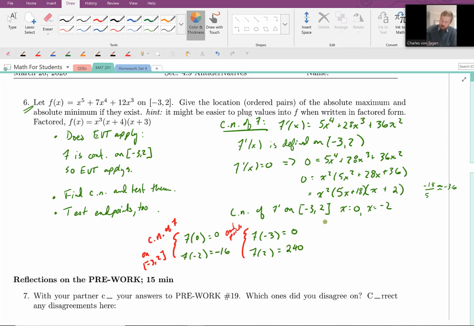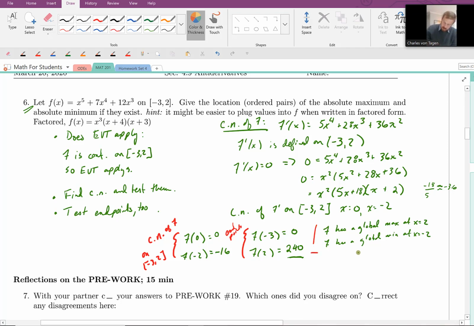So where does f have a global max? F has a global max at x equals 2. Why? Because that gave me the largest y value for this function. And f has a global min at x equals -2. Why? Because that gave me the smallest y value on that interval, and that is my solution to this problem.